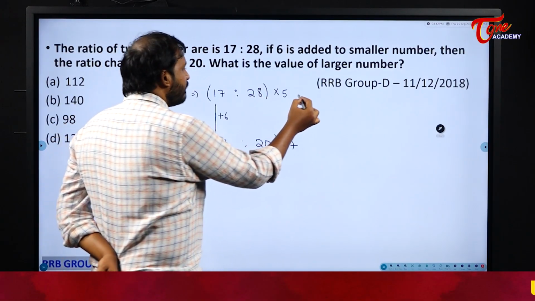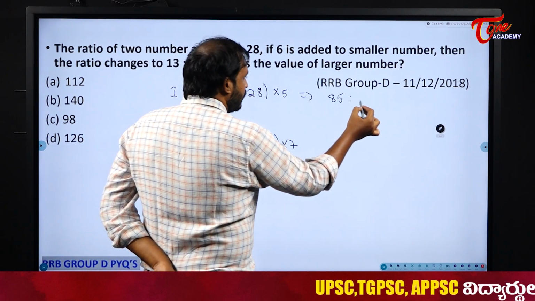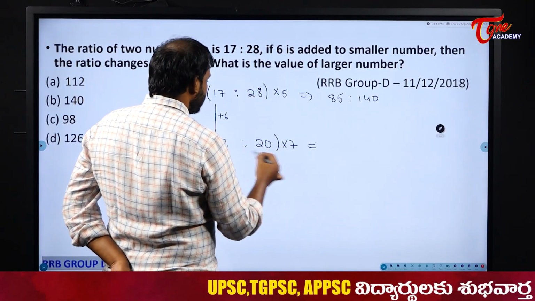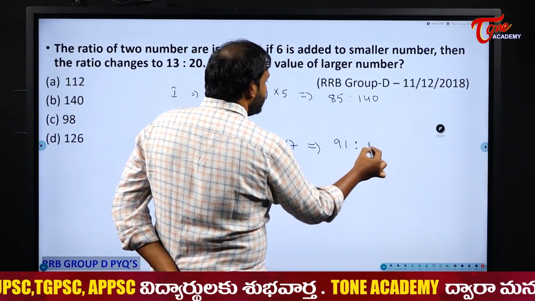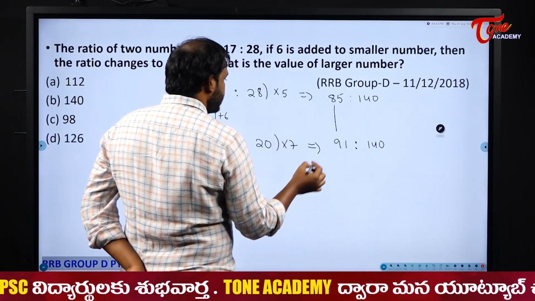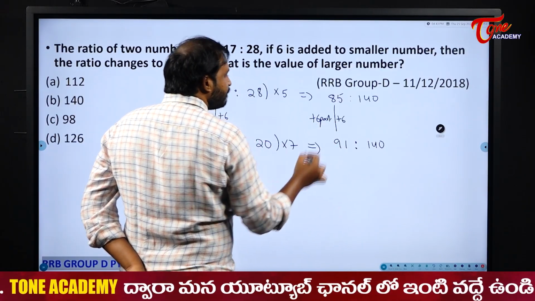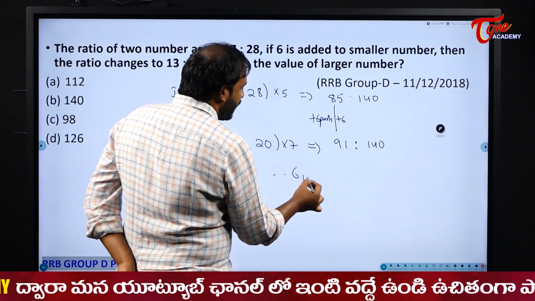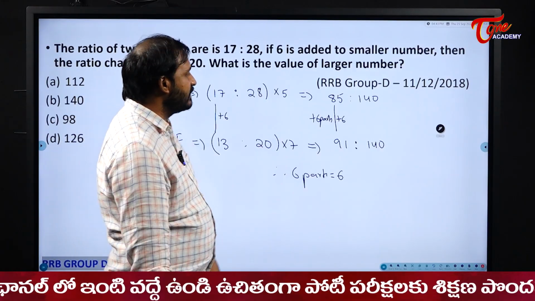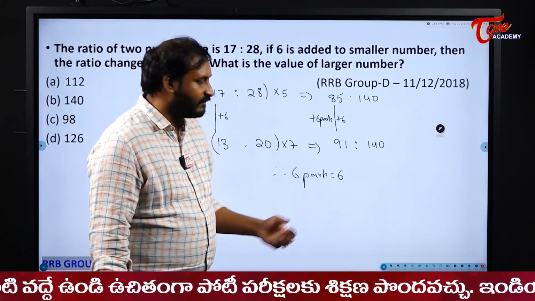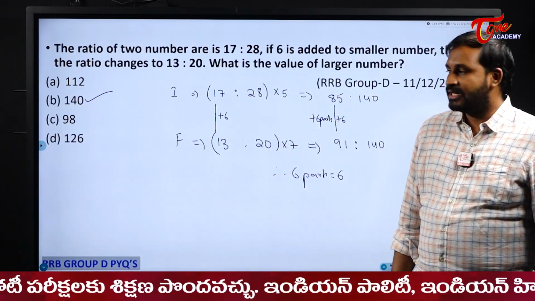So when I do so, what happens to this ratio, students? 17 5s, it becomes 85. 28 5s, it becomes 140. Next, what happens to this ratio? 13 7s, it will become 91. And 20 into 7, 140. So this one was increased by 6 parts, and this one is also increased by 6 parts. So therefore, 6 parts is equal to 60. What is the value of the largest number? The larger number is this one only, and its value is directly 140. So the larger number is 140.